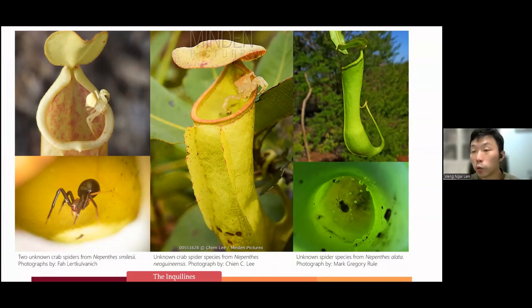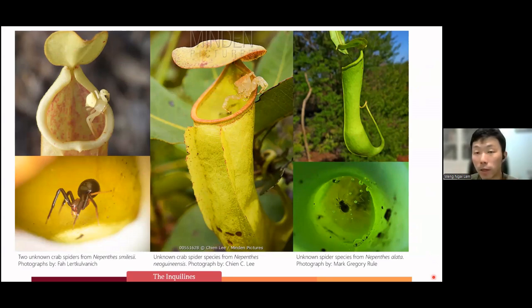Although I say there are 2 species in Singapore, and these are relatively well studied, there are actually many other species of crab spiders or non-crab spiders that are found in pitchers, probably obligate mutualists as well. This is Nepenthes smilesii, Neoguinensis, and alata, or at least what they called alata back then. And I'm sure there are many more species of spiders associated with pitchers which may not yet be described.